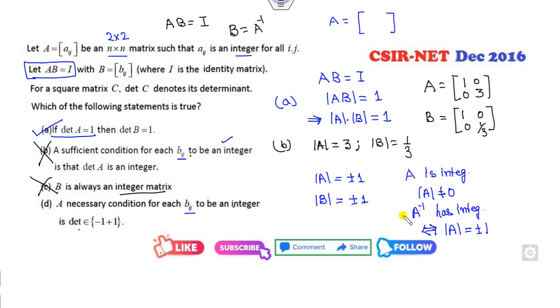Now in this case, what is the A inverse? It is my B. A has integer entries. The determinant of A is plus minus 1, which is non-zero. Then B has integer entries if this condition is satisfied. So the right answers are A and D.